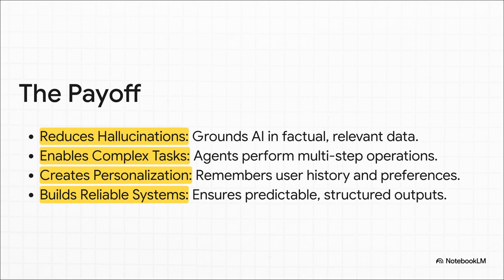When you properly engineer the context, you dramatically cut down on hallucinations. You make it possible for an AI to actually handle long, complex tasks without getting lost. You can build systems that genuinely remember users and create personalized experiences. This is the stuff that separates a simple toy chatbot from a reliable, efficient, and truly useful AI agent.